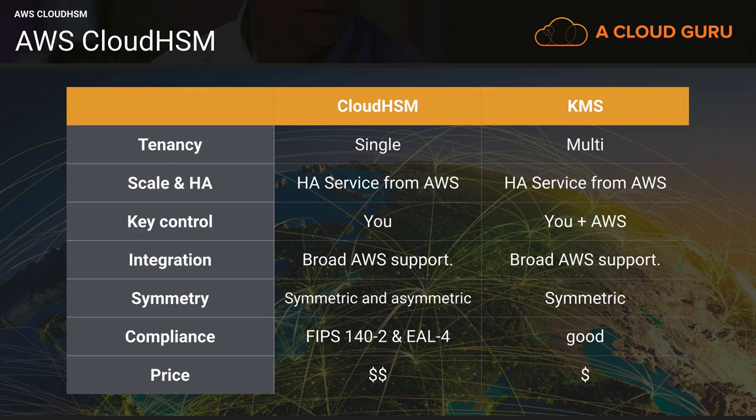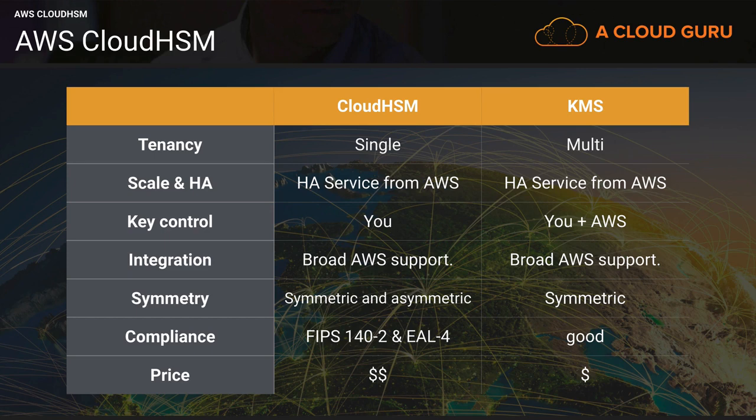Scale and high availability. You do get an HA service from AWS, but you do have to go in and configure your own dedicated devices. They will basically handle all the replication for you. KMS is all handled by default behind the scenes. The key, you have absolute key control with Cloud HSM, and it can produce both, we're going to come on to that, symmetric and asymmetric keys.